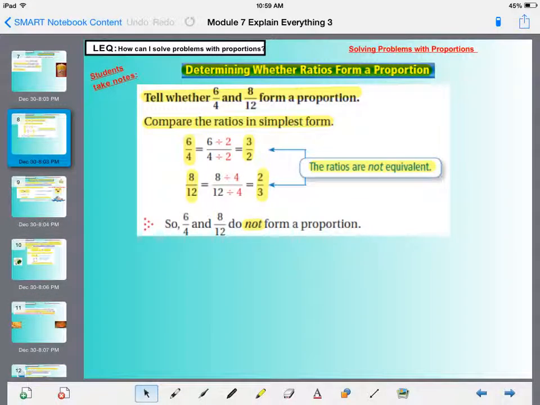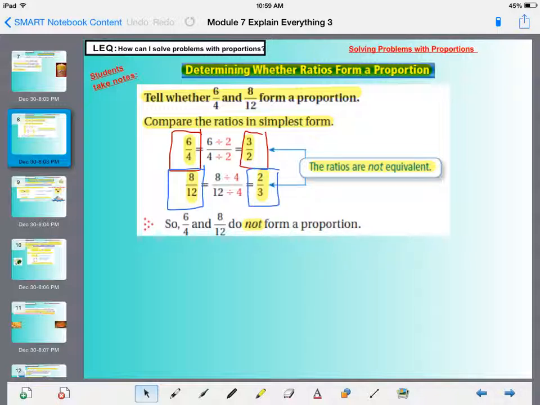We also talked about in class how to determine whether ratios form a proportion by comparing the ratios in simplest form. So for example, if we have the ratio 6 to 4 and we want to write that ratio in simplest form, we would determine that the GCF is 2. And so if we divide by 2, the equivalent ratio of 6 to 4 is 3 to 2 in simplest form. Now, if we did the same thing for 8 to 12 and we determined that the GCF between 8 and 12 is 4 and we divided by 4, we would get a ratio of 2 to 3.